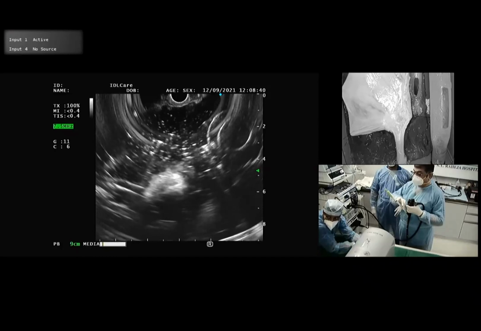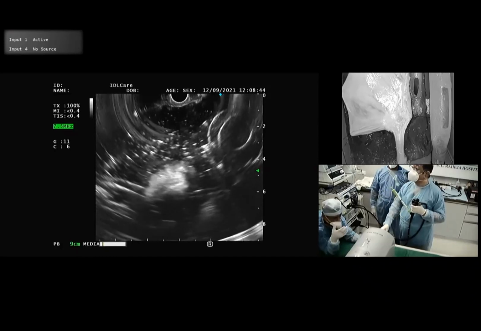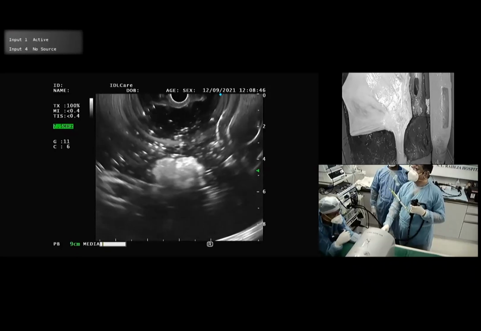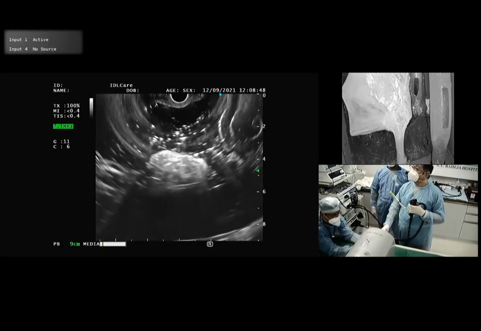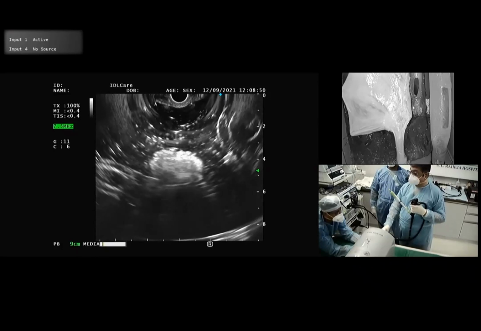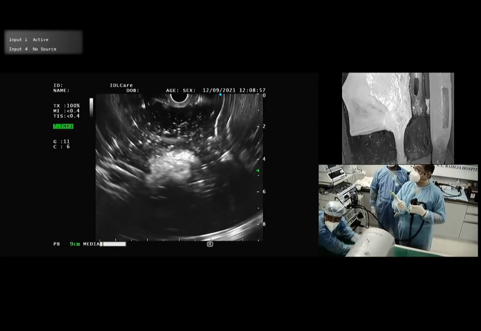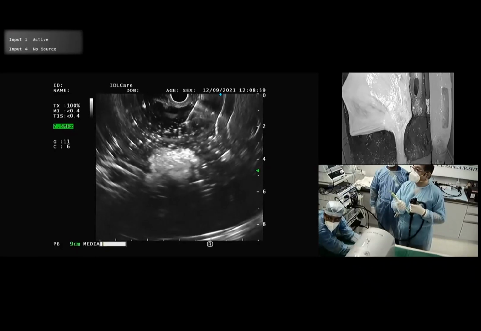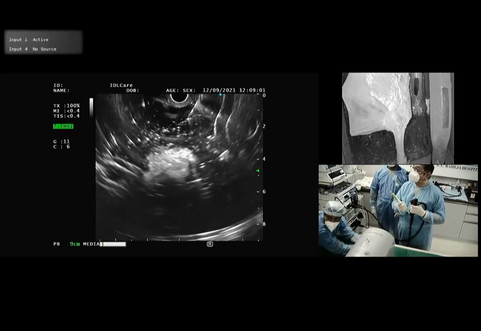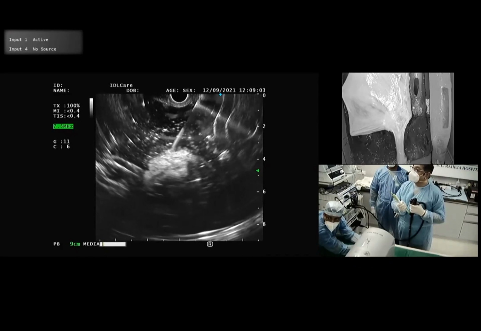Release the lock. Then bring it close. 6 o'clock or 7 o'clock direction. Hold it. And then try to see the trajectory if you are in the right trajectory. See? So first you should always check the trajectory and then puncture the lesion. See here, we are in the lesion now.